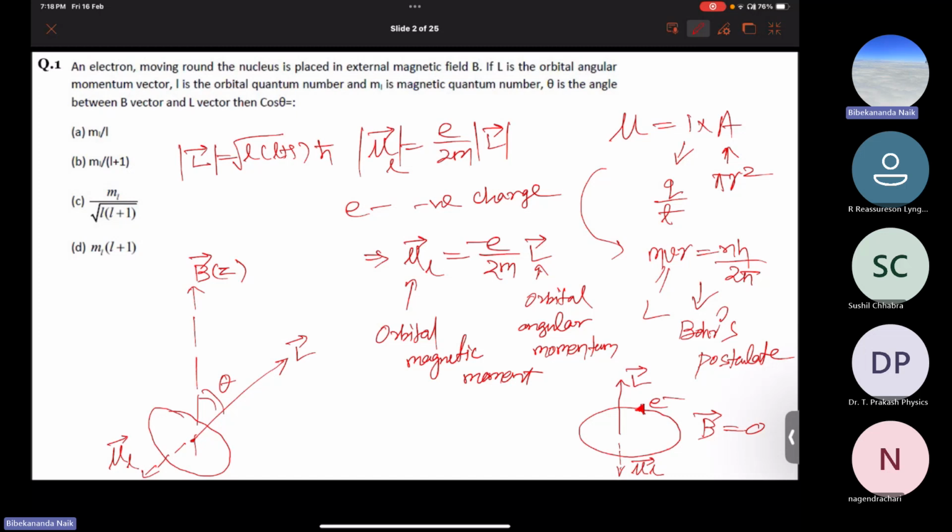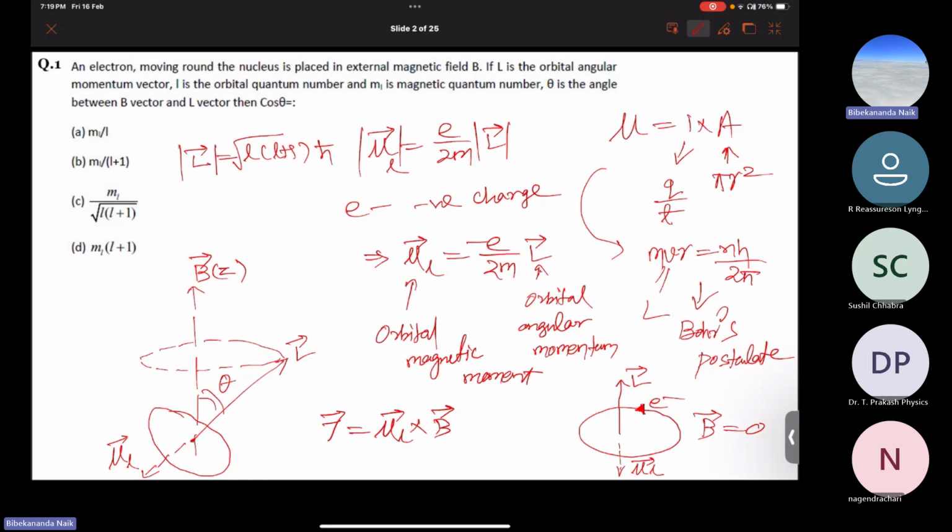So we know, if a magnetic dipole is placed inside a magnetic field, then it will experience some torque. Due to this torque, the angular momentum will be revolving around the magnetic field. Now the torque acting on it is mu L vector cross B vector. So due to this torque, there will be a motion around this magnetic field where the angle theta will remain constant.